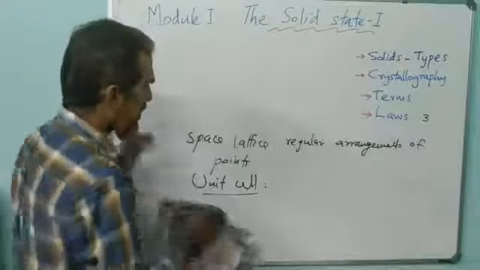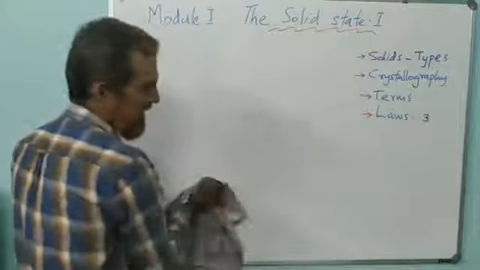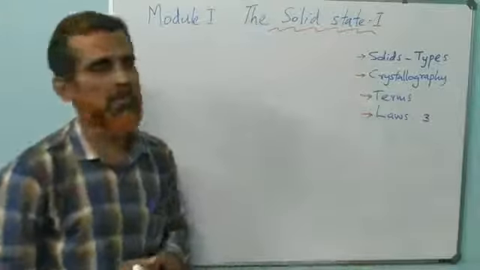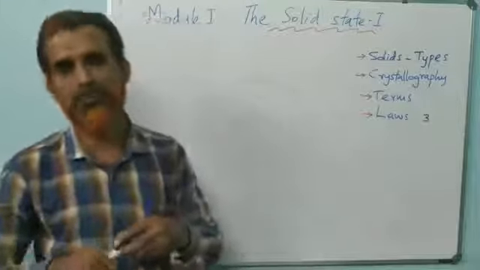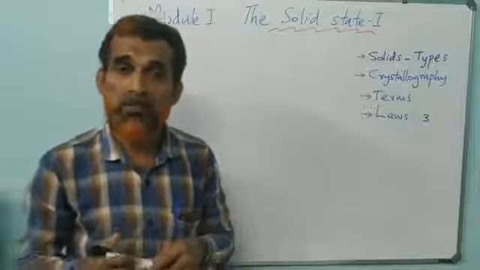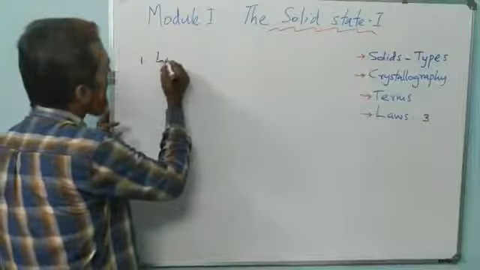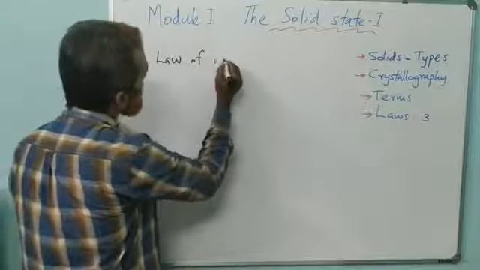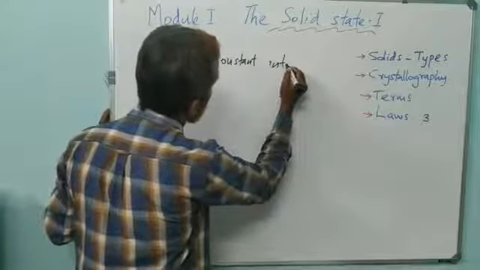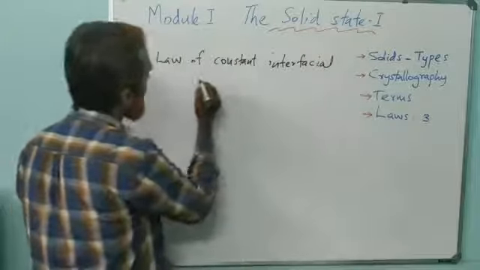Now we have to discuss 3 important laws of crystallography. There are 3 important laws of crystallography, and these laws are related to the geometry of crystals. The first one is the law of constant interfacial angle. Law of constant interfacial angle.